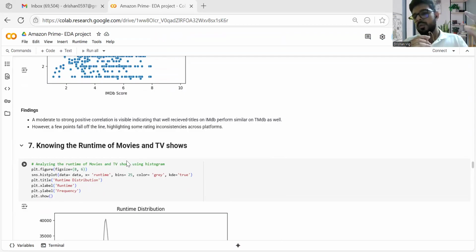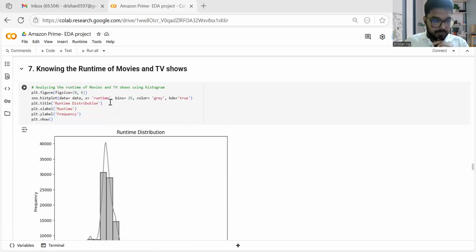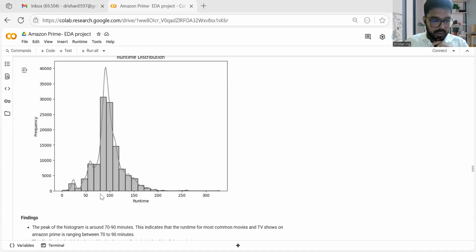Now it's time to know the runtime. Okay. What is the duration of movies and TV shows which the user is consuming in Amazon Prime? So we can again represent this particular problem in the form of a histogram. So this is a histogram. And yeah, see, the runtime of movies and TV shows is slightly higher after 50.